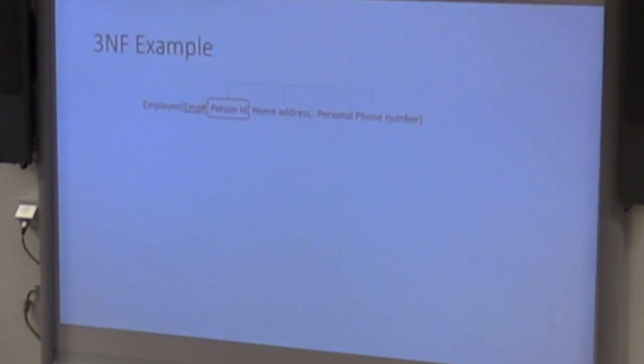First of all, is there anyone in here who doesn't see that there is a functional dependency between the personal phone number and the person ID, and also the home address?